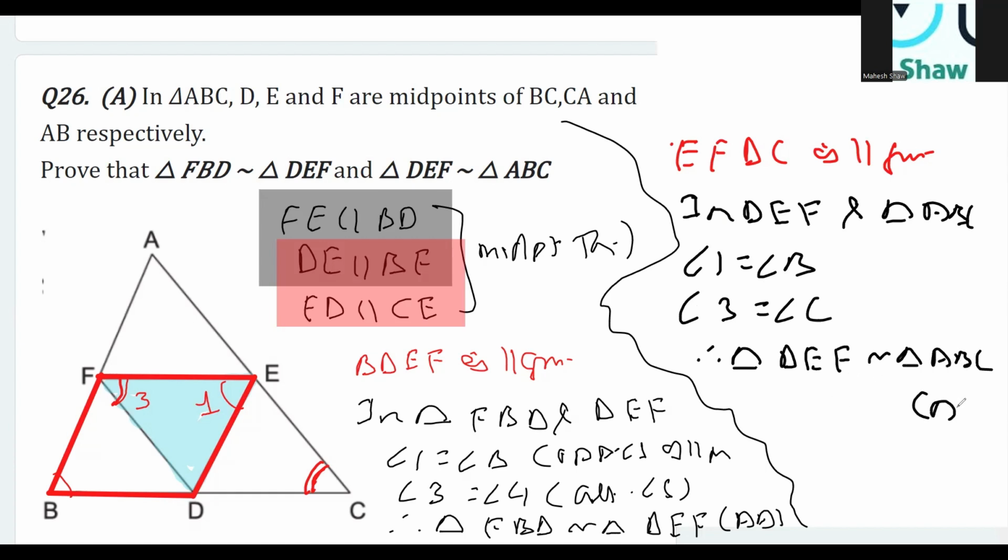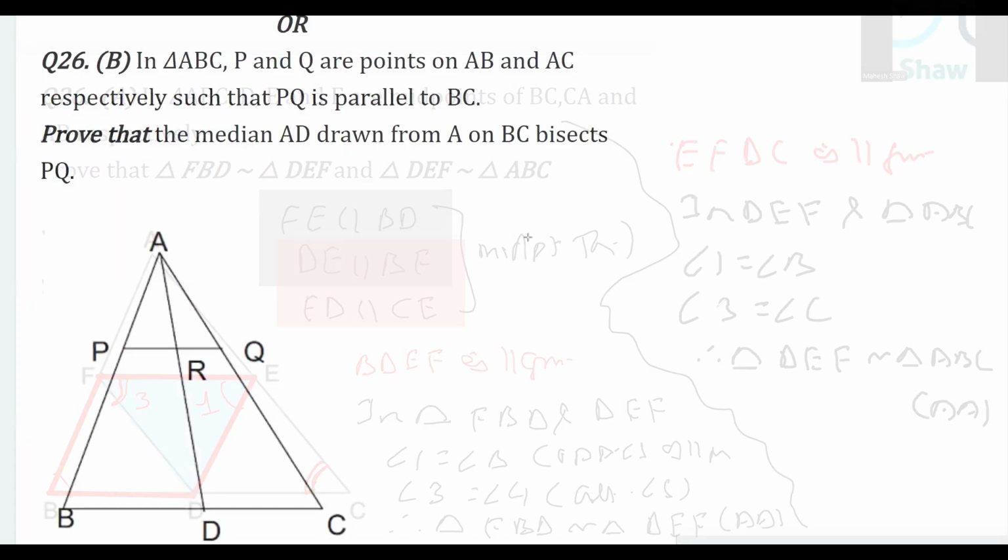And similarity condition is again AA. So that's what we need to prove in this question. Let's move to the next section.